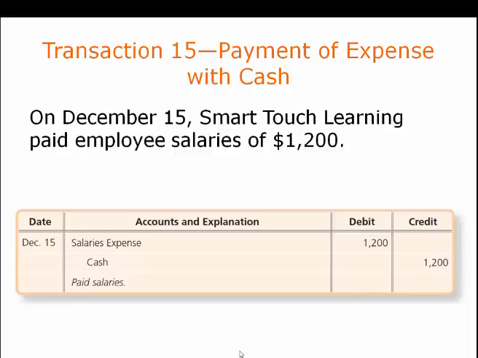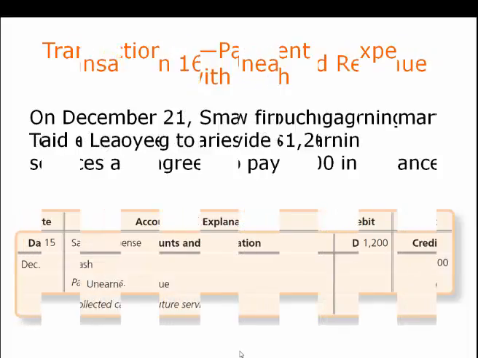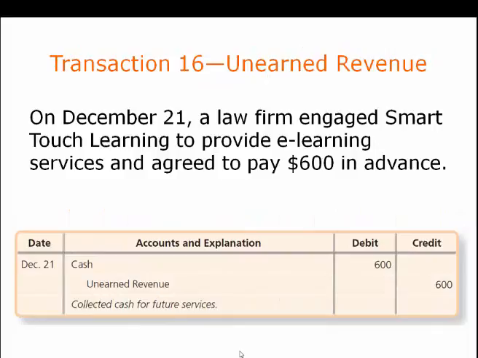And then we paid salaries expense. We paid salaries for cash. That's one we've looked at already. And we have this one. This is the unearned revenue one we talked about earlier, like with the Super Bowl. For this thing, Smart Touch Learning worked with a law firm, and they're going to do some work for them. And they said, well, give me a down payment, because I'm not going to do this stuff until you give me some kind of a down payment.